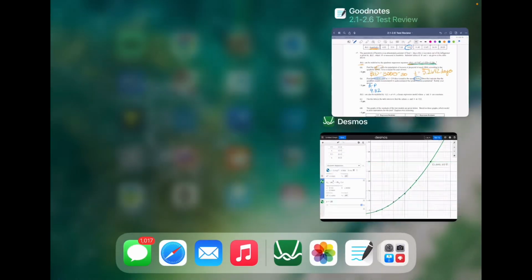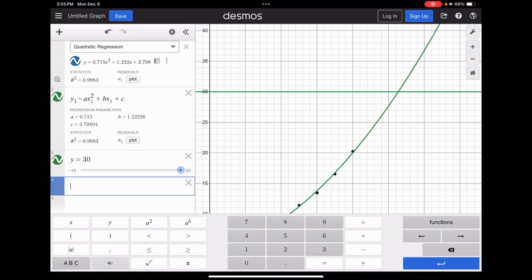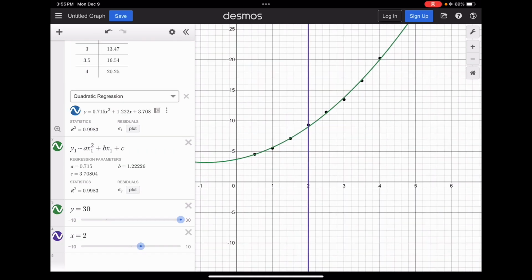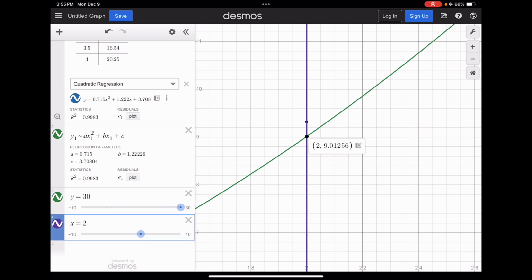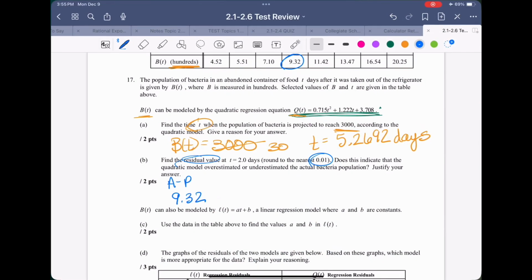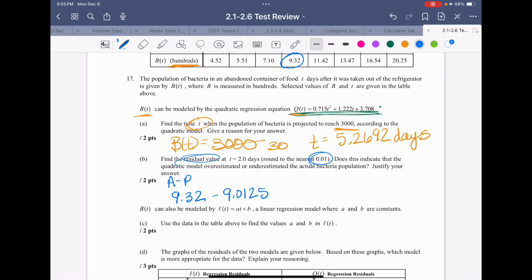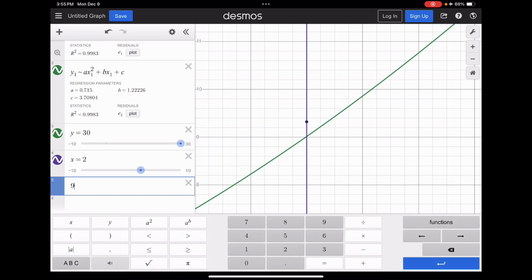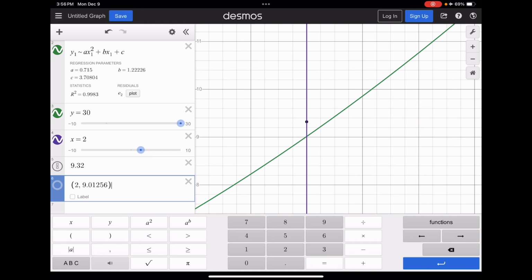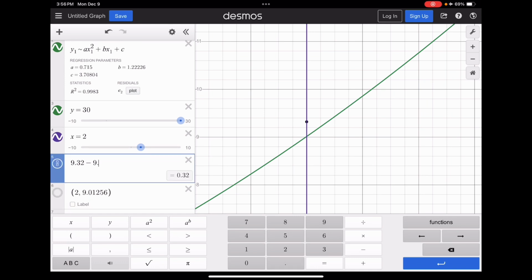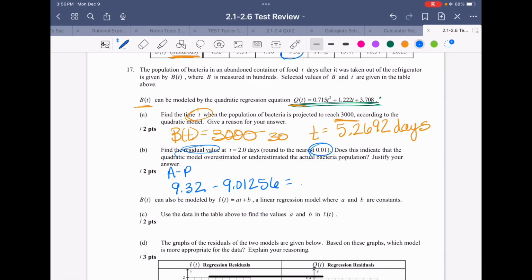And then if I need this at 2 here, I'm going to do x equals 2. And then here's one where I probably want to zoom in a little bit. And I get 9.01256. So when I subtract those, 9.32 minus 9.01256. And it says to round to the nearest 0.01. So what we really get is 0.30744. So when we round, it becomes 0.31.